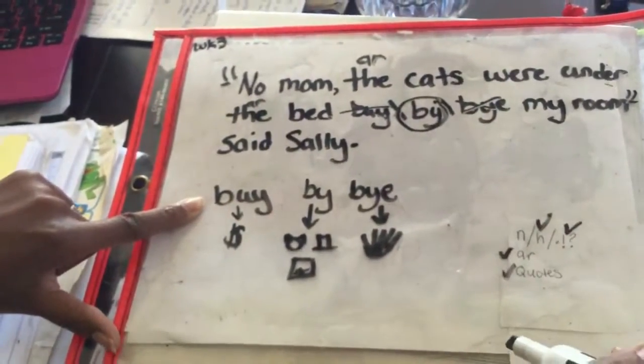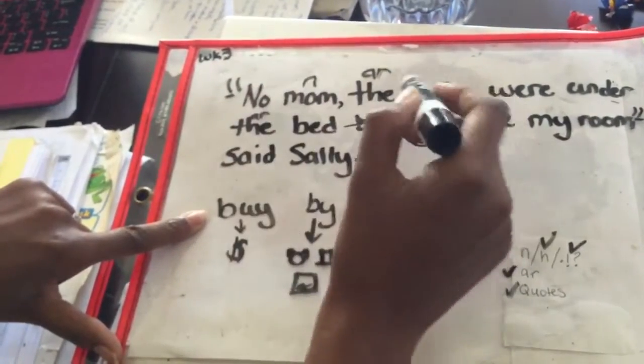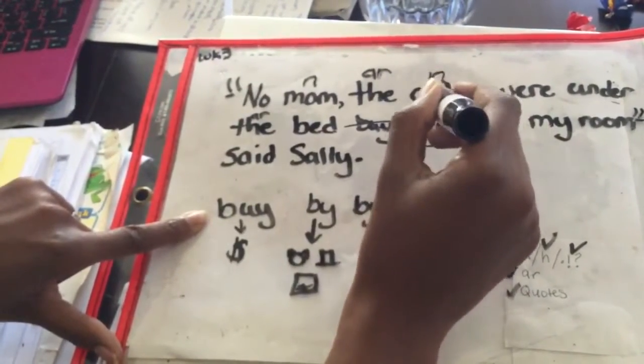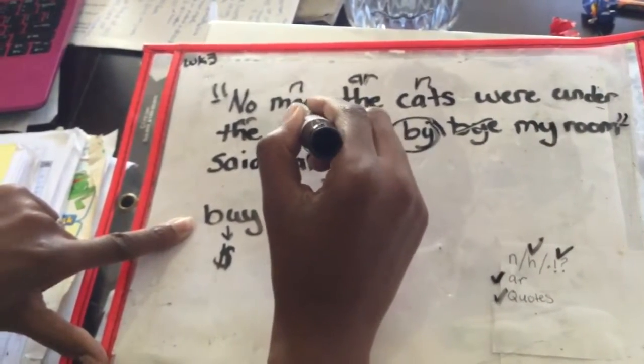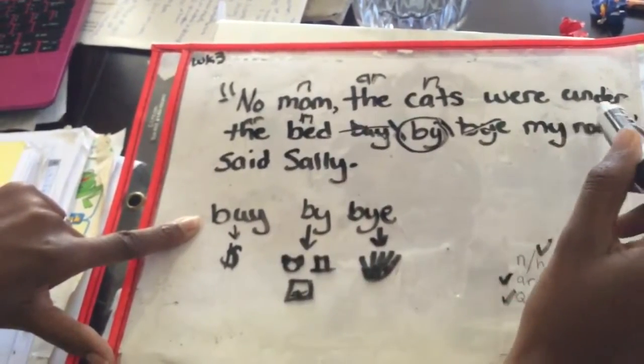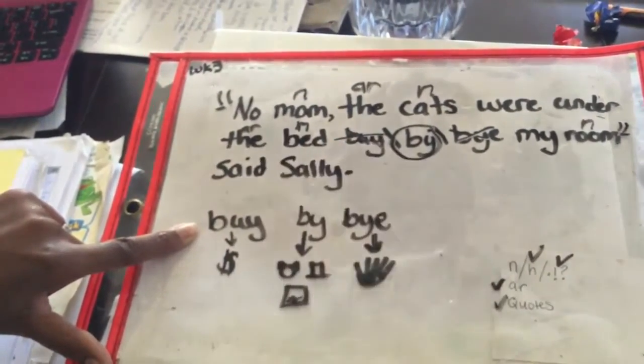Last thing I need to do is the nouns. No, Mom, the cats, a thing, were under the bed, a thing, by my room, a thing, said Sally.